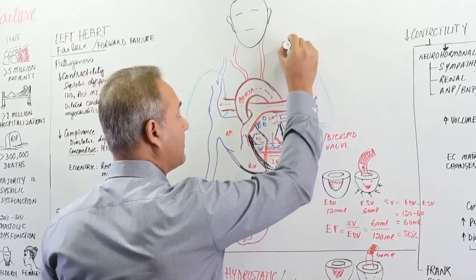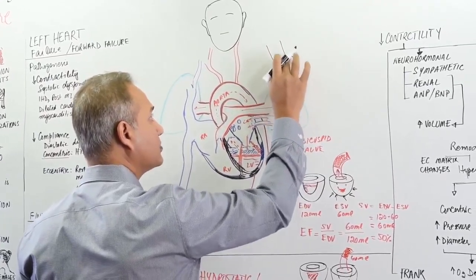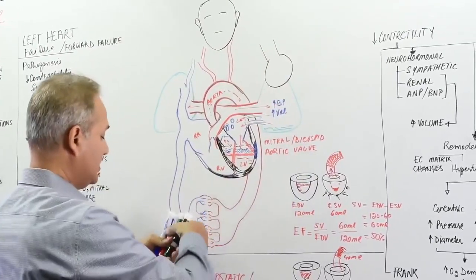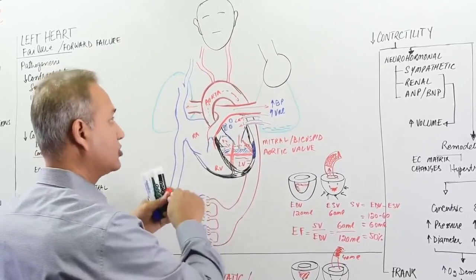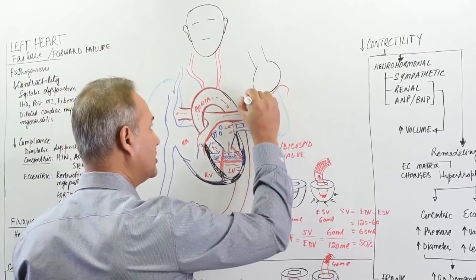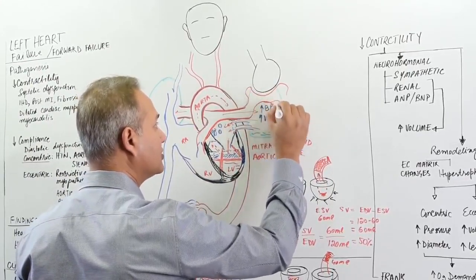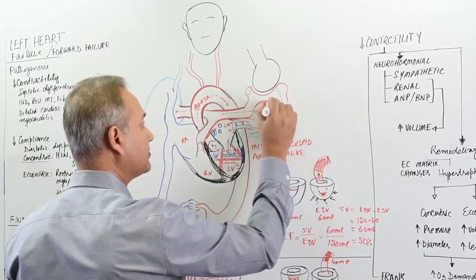Let's say this is an alveolus, and there is a capillary. I'm just going to make it red. You know that one end of the capillary is arterial and the other end is venous. So this is a capillary.